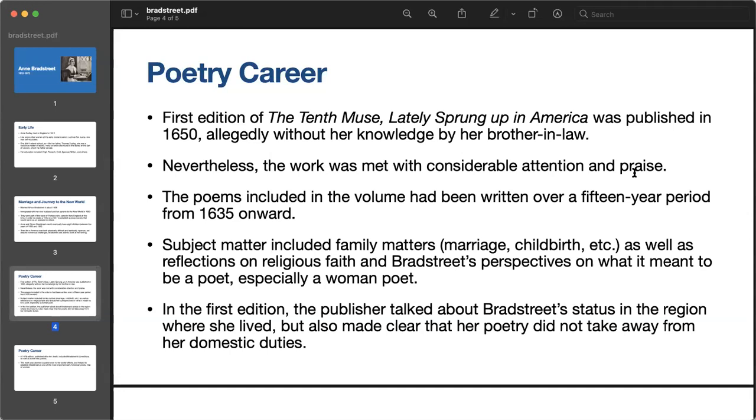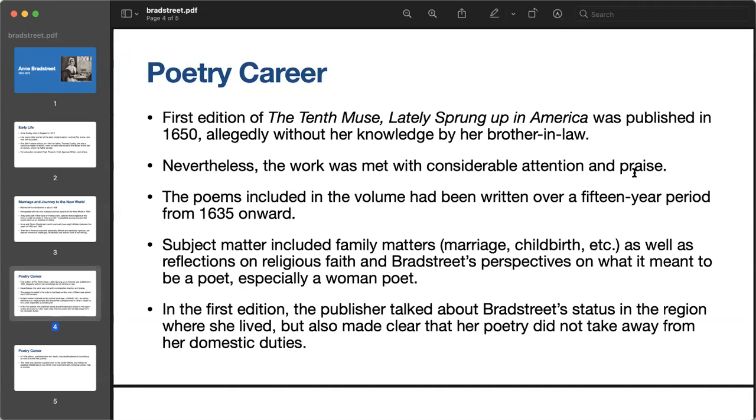A lot of the subject matter in this collection of poetry includes family matters, things like marriage and childbirth, as well as her religious faith, which was obviously important to her. And then, of course, her perspectives on what it meant to be a poet, especially a woman poet. We'll see that especially in the prologue. But throughout, you see references to her family, references to her marriage, references to what it means to be a mother and what it means to be a Christian, scattered throughout this work.